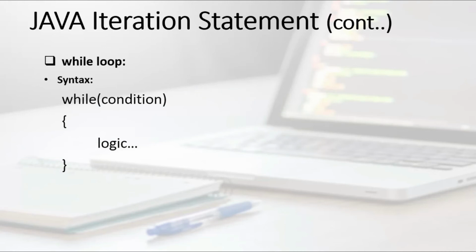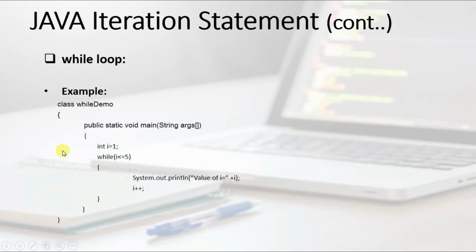As shown in front of your screen, the syntax is shown as while, in brackets, condition. If the condition is true, then the logic is going to execute. Let's take an example. In this example, I have defined one variable as integer i. Now, as we have seen, while in brackets one condition is given. Here the condition is i is less than or equal to 5.